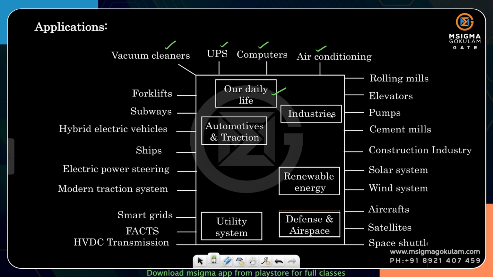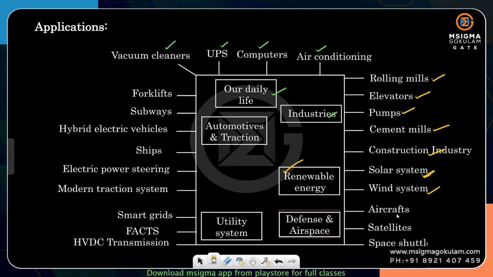From the industry's point of view, what is the application, friends? In rolling mills, elevators, pumps, cement mills, construction industry, in all these we are using the power electronic circuits. That is from the industrial point of view. From the renewable energy sources point of view, in solar system and wind system, we are using the power electronic circuits. Everywhere, any application you take, daily life, industry, renewable energy, automotive and traction, utility system, defense and aerospace, there are power electronic circuits.